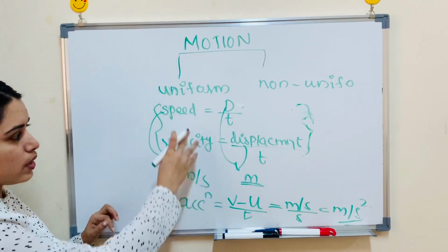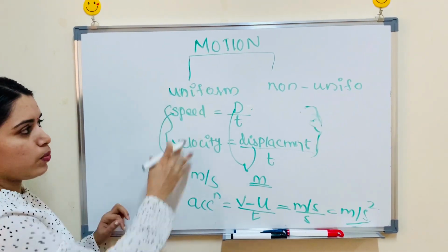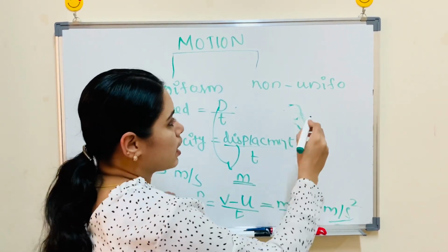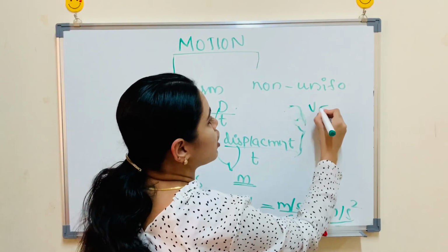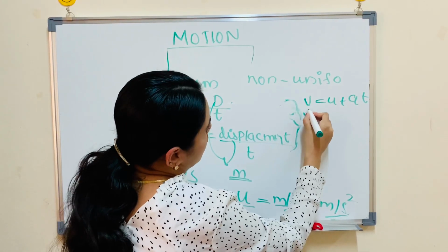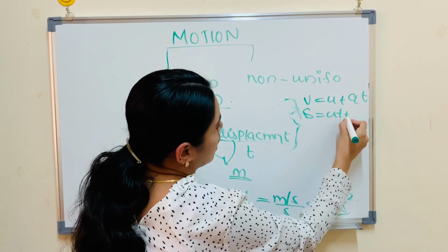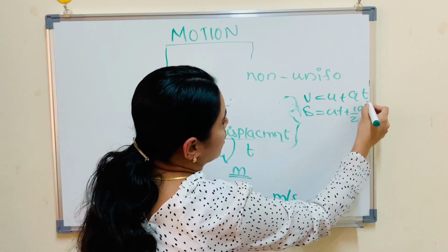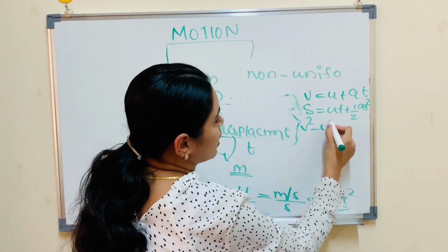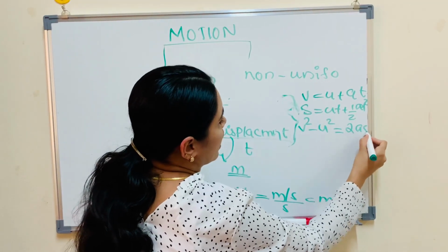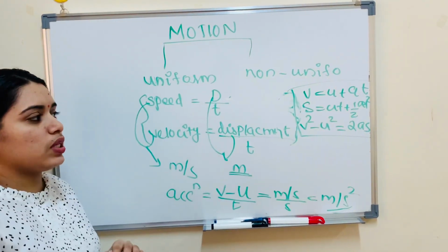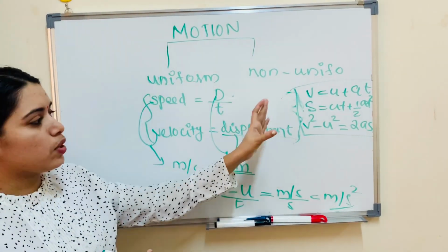These are the three important formula we studied in uniform motion, and in non-uniform motion we studied three equations of motion, right? First one is V is equal to U plus AT, and the second one S is equal to UT plus half AT square. Then V square minus U square is equal to 2AS. These are the three equations that we studied in non-uniform motion, the equations of motion.